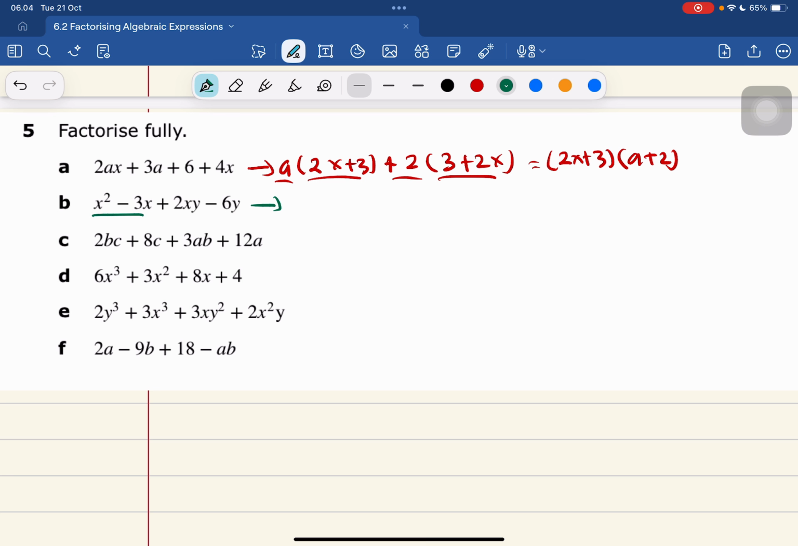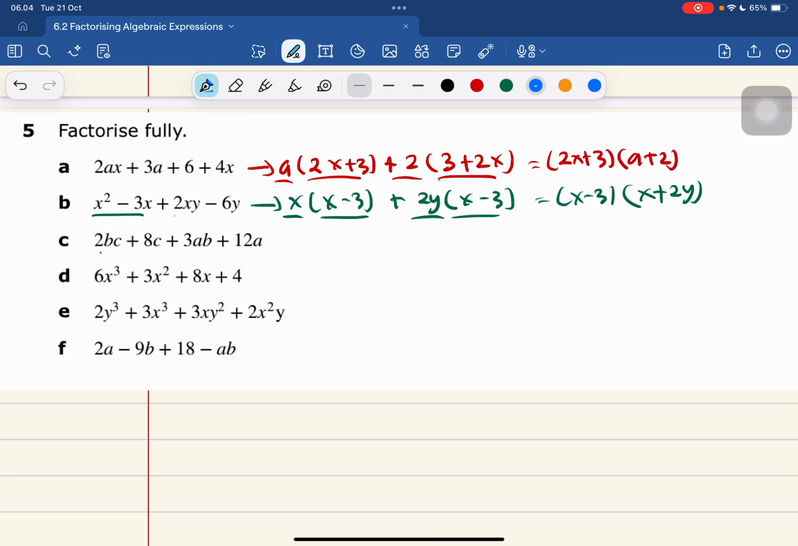Okay, here x squared minus 3x gonna be highest common factor x, so x times x minus 3, plus 2y times x minus 3. Okay, we got it. The highest common factor is x minus 3, we multiply by x plus 2y.